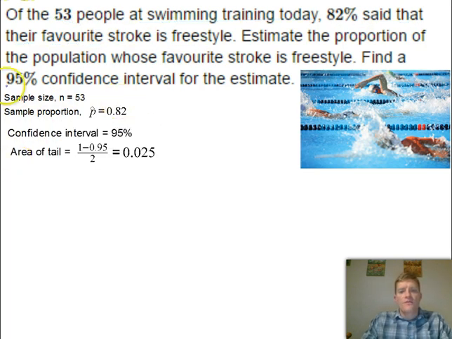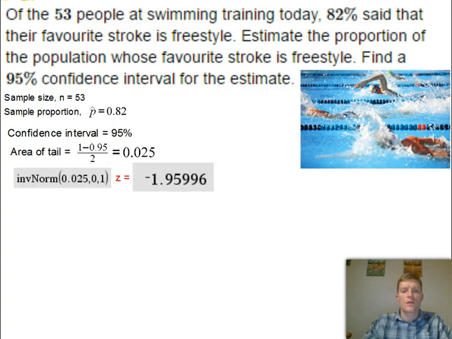From that, we need to find a 95% confidence interval. So let's state the confidence interval. The area of the tail is 1 minus 0.95, which is 5%, divided to 2.5%. That's the area of one tail. So we use the inverse norm function on that area, 0.025, for a mean of 0 and a standard deviation of 1, and we get our z number. There's our z-score number. That is the multiple of standard deviations on either side of our sample proportion that we need for our confidence interval.